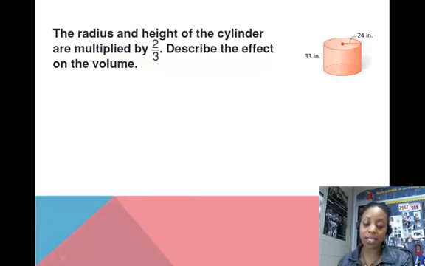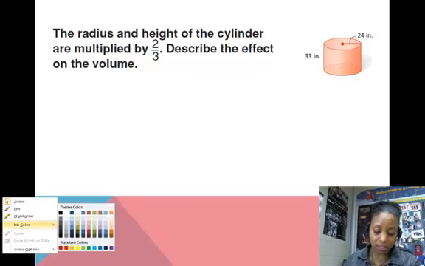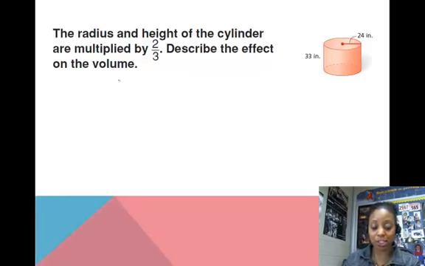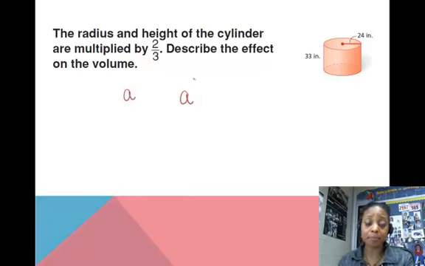Okay, so this says the radius and the height of a cylinder are multiplied by 2/3. Describe the effect on the volume. So we've been looking at this over the course of about 3 or 4 sections now. If the dimensions are multiplied by a factor of A, then we've come to determine that the area, whether it be area of a 2D figure or the surface area of a 3D figure, will be impacted by a factor of A squared.